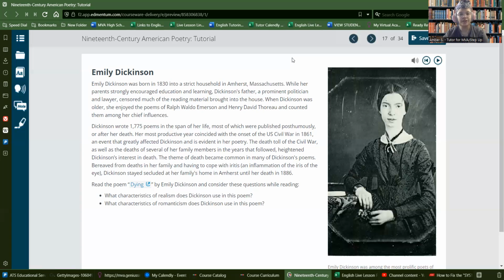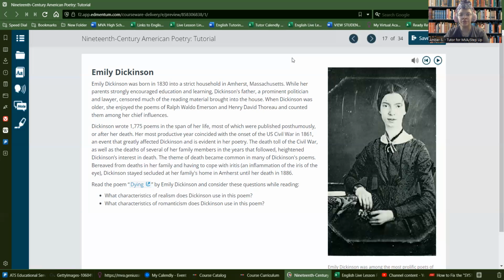So she wrote over 1,000 poems, almost 2,000 in the span of her life, but most of them were published after her death. So that's posthumously. And it says her most productive year coincided with the onset of the US Civil War in 1861. And that was an event that greatly affected Dickinson. And you can tell that in her works.